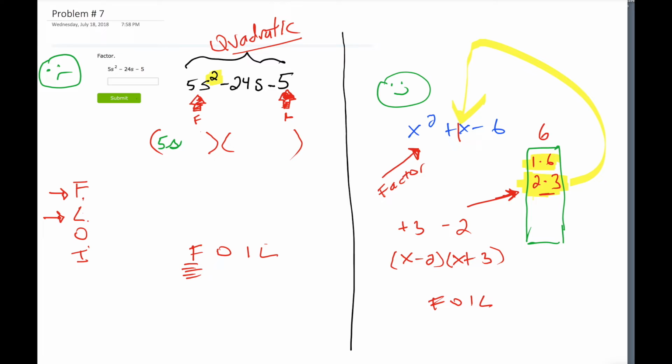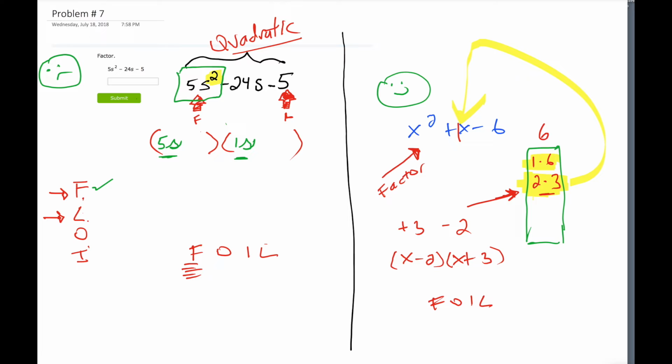Okay, go. 5 dumpling. Now what goes over here? So see, this is your first, this one and this one. We're still working on first. Okay, that's 5s. So this number and this number have to give us this. So 5s times what gives us 5s squared? 1 what? Yes, 1 dumpling. Okay, now we took care of our first for now.